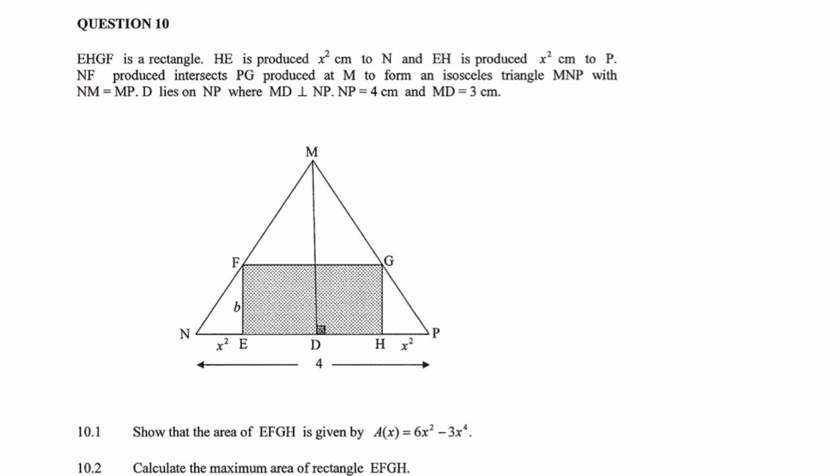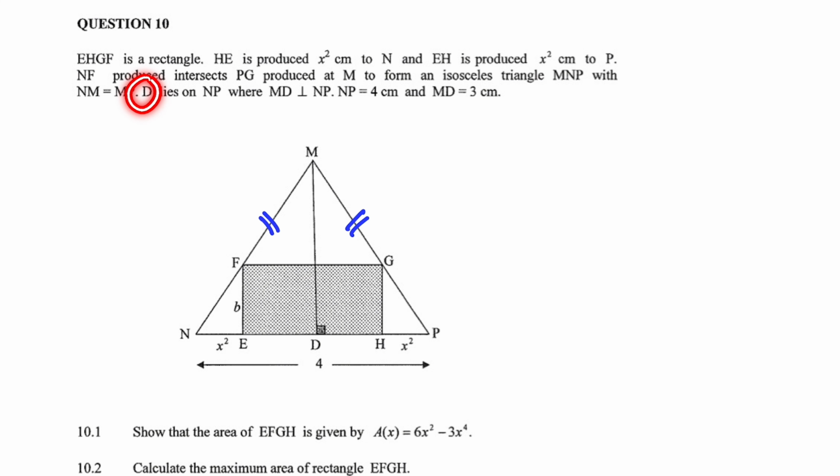NF produced intersects PG produced at M. So simply what they are saying is that if you extend NF and you extend PG, they meet at M. And this forms an isosceles triangle MNP. So this is our isosceles triangle with NM equal to MP.